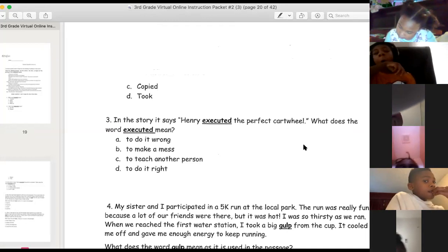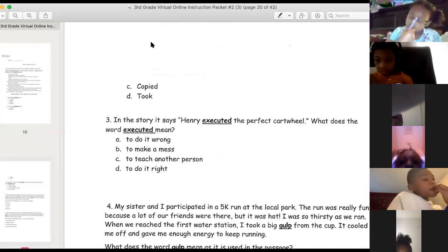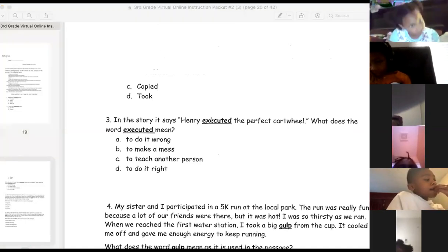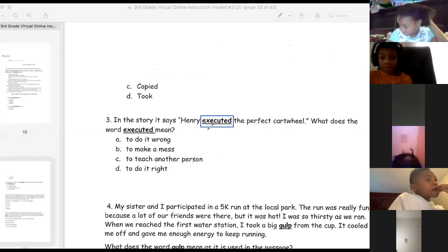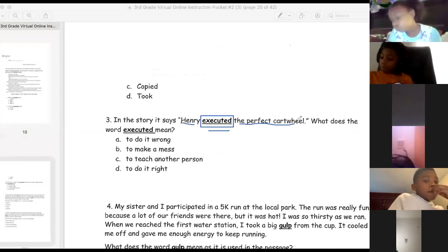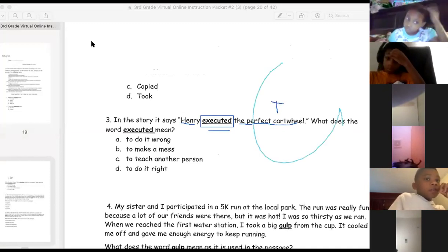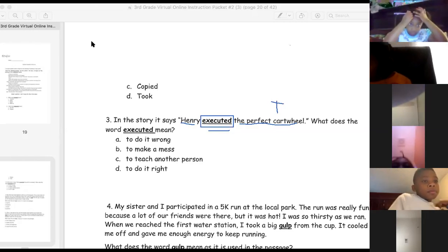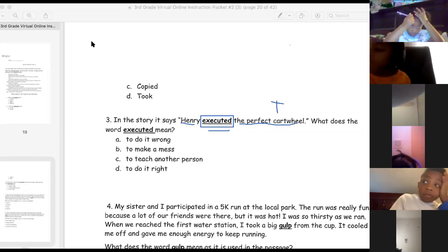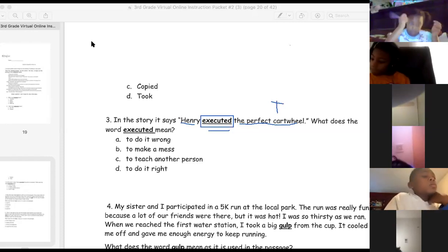So what should go under our T, Sanaya? Henry executed the perfect cartwheel. Perfect. Yeah. So we can go ahead and underline where it says Henry executed the perfect cartwheel because that's what our T is telling us. And I'm going to go ahead and write a T above that. So under our T, Sanaya told us we need to write Henry executed the perfect cartwheel.